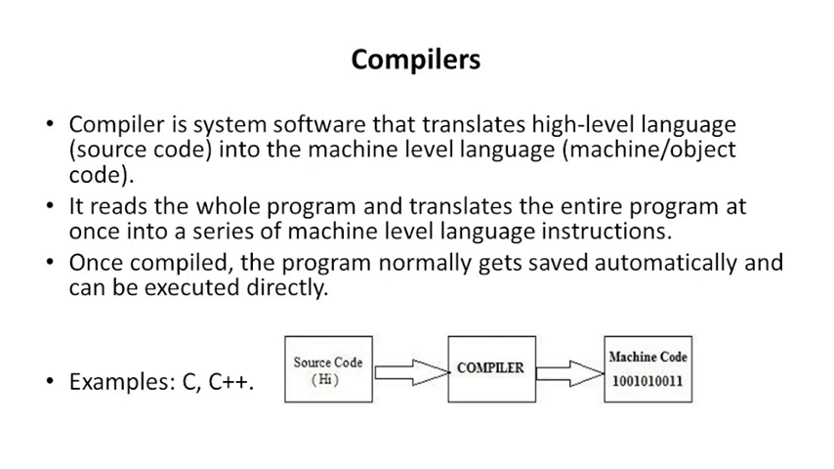Compilers. A compiler is a system software that translates high-level language source code into machine-level language, machine object code. The compiler is a translator. It will translate the source code, which is written in the high-level language, meaning the programming language, and convert that source code into machine code or object code. Object code or machine code is the code which is understood by the computer system, in the form of binary zeros and ones.